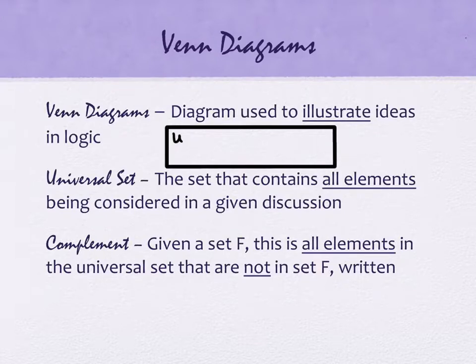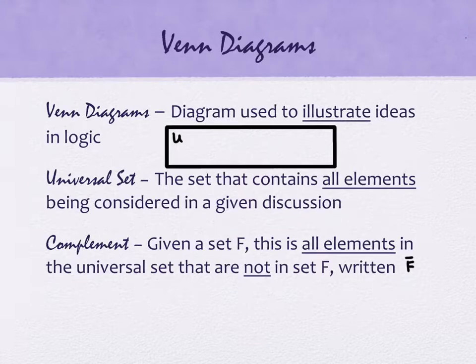A set that is inside of the set, so well, I'll read in the complement. Complement is, given a set F, all the elements in the universal set that are not in set F. And it's written F with a line over it. So let me draw the images that this is describing in my rectangle. So my rectangle is the universal set.